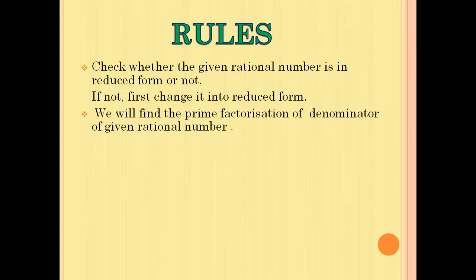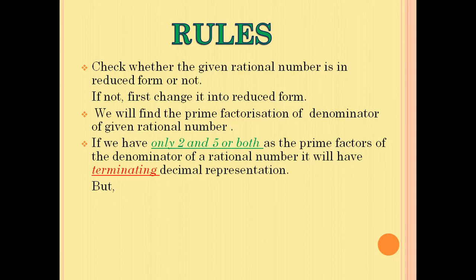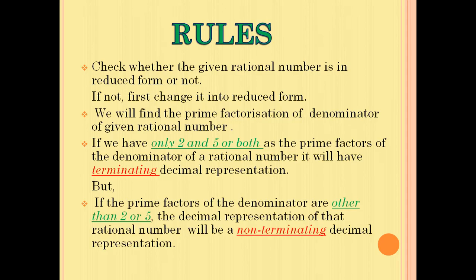Please listen carefully. You will do the prime factorization of the denominator, and when you do the prime factorization of the denominator, you will get some prime factors. If you have only 2 or 5 or both of the numbers as prime factors, then your decimal will be a terminating decimal. But if you have any numbers other than 2 or 5, then it is a non-terminating decimal. I'm telling you again, if you're getting only 2 or 5 or both the numbers, it is terminating. Otherwise, it is non-terminating. Let us see some examples for this.